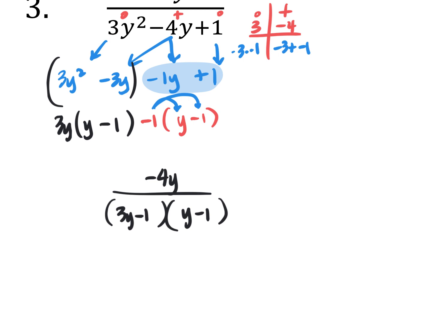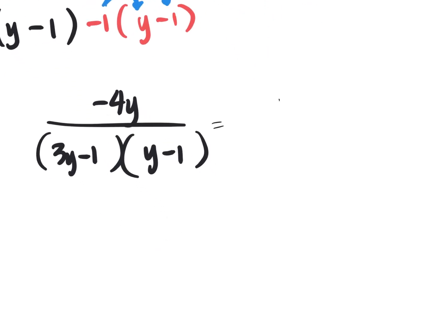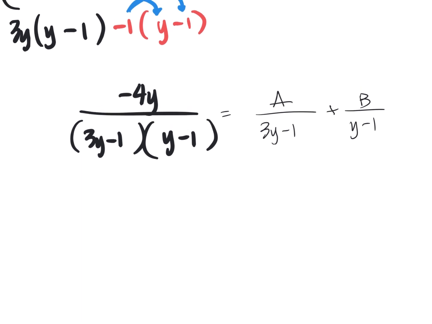Are you proud? Okay, you guys, we know that that big fraction can decompose into something over one denominator, 3y minus 1, and something else over the other denominator, y minus 1. What are we going to multiply every single thing by? That was a sweet catch. y minus 1. y minus 1.